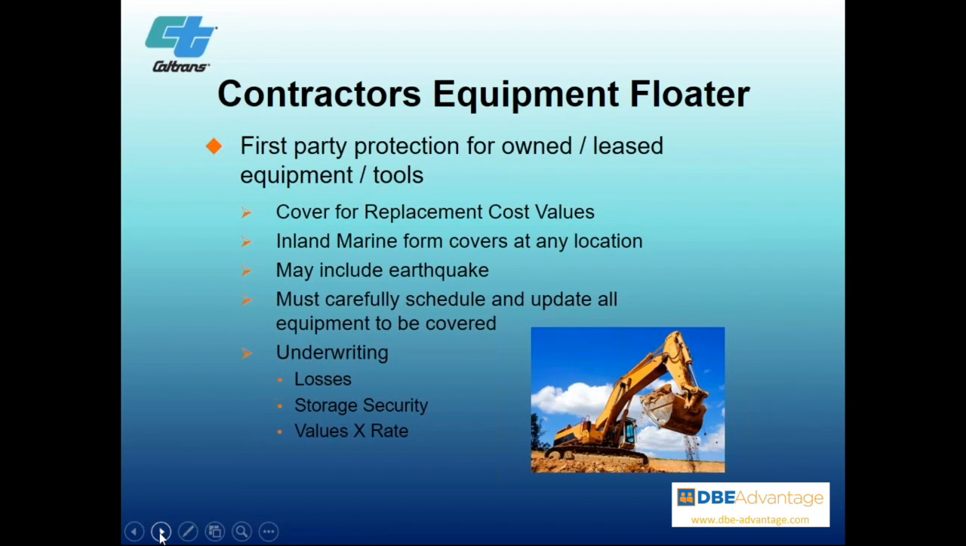Now the contractor's equipment floater, once again, is kind of like auto liability. It's a special area. In this case, contractors have equipment and they want to make sure that nothing goes wrong here. Things do happen, and it minimizes their out-of-pocket expense. First-party protection for owned and leased equipment and tools is basically what it covers. It covers the replacement costs for that equipment. Marine form covers at any location in case it's water-related. There's some earthquake and sometimes not earthquake coverage. You just have to read the fine print. You have to request. Make sure you're clear.